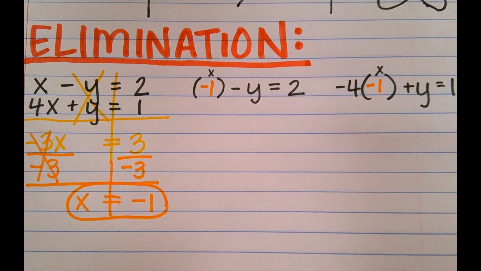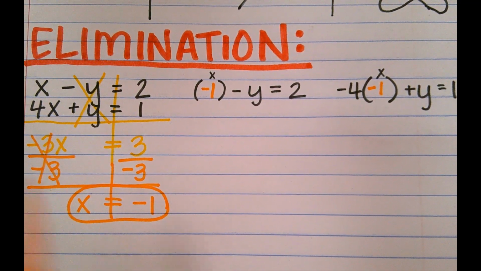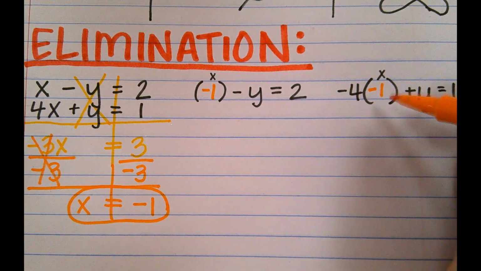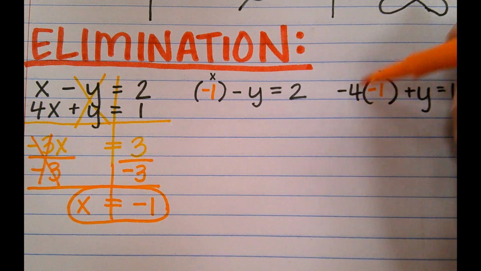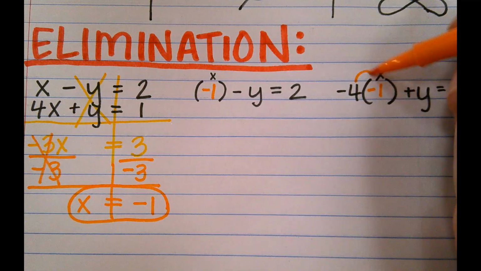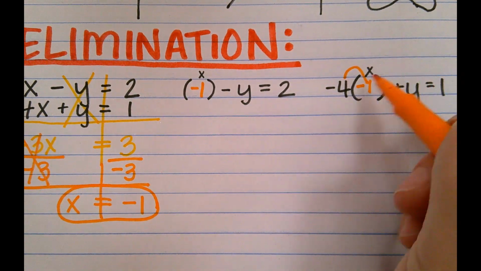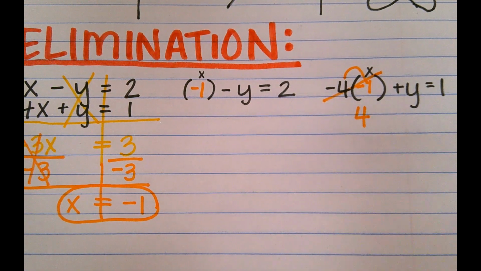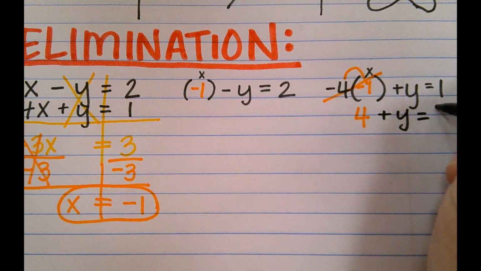We're going to do it with both equations. Distribute. Which one are we doing? The negative 4? Yes. So if I'm looking at my second equation first, the first thing I need to do here is distribute negative 4 times negative 1. What will that give me? Positive 4. Negatives cancel, and I'm left with 4 plus y equals 1.